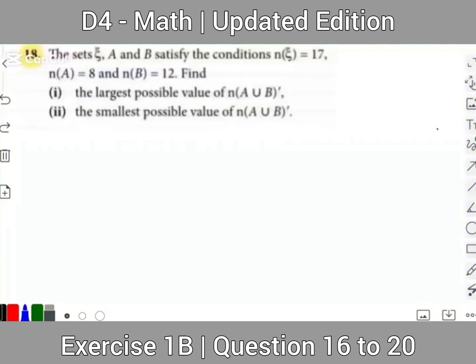Question 18. The sets A and B satisfy the conditions: the number of elements in the universal set eta is equal to 17, n of A is equal to 8, and the number of elements in the set B is equal to 12. We have to find out the largest possible value of n of (A union B) whole complement. Before solving this question, we have to understand some concepts.